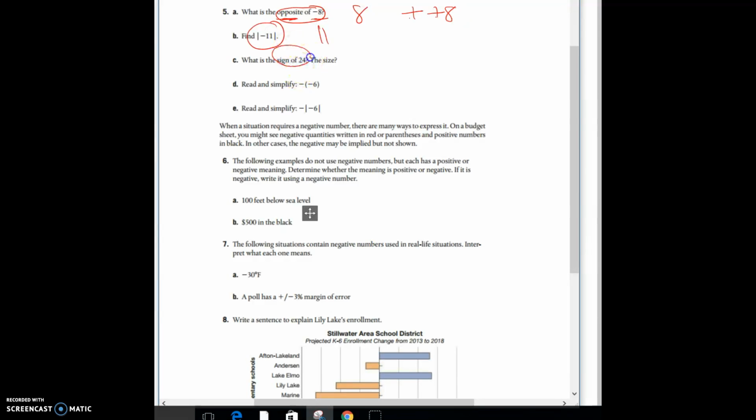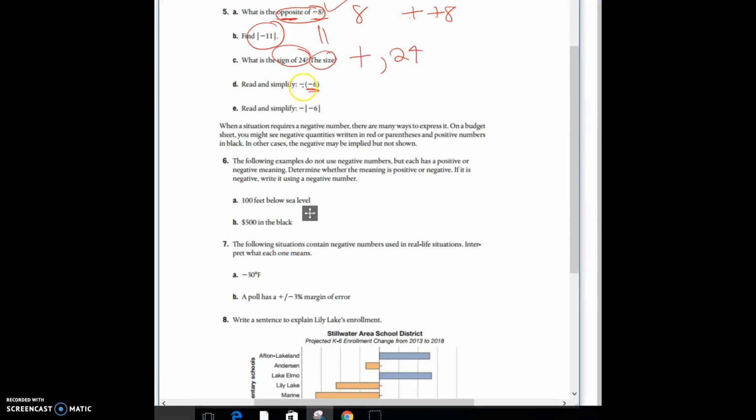Here, what is the sign of 24 and the size of 24? If we don't put anything, the default is positive, so it definitely has a positive sign. And it has a size of 24. Here, the parenthesis doesn't mean anything. It's just trying to draw attention to that negative number. So it's really the same as up here.